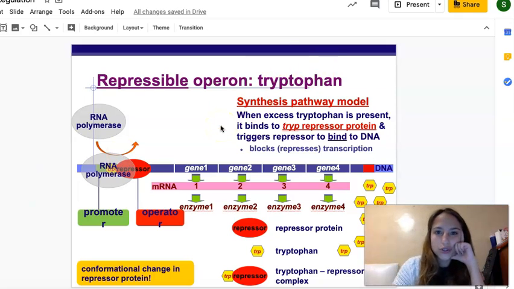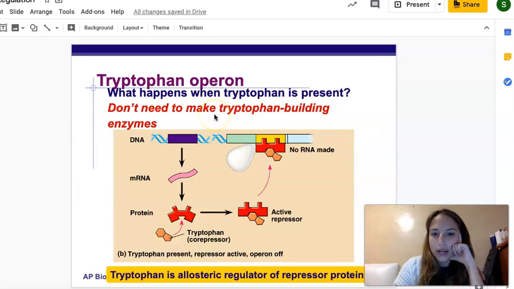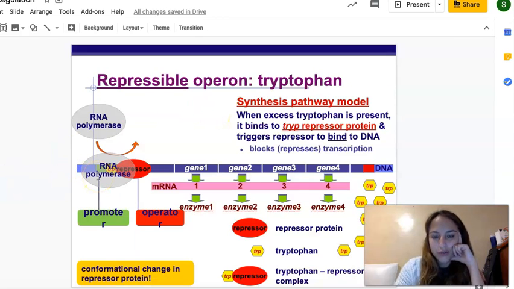Okay, so let's see the repressible operons. The example that I showed you, tryptophan. Here you're going to have the promoter. The promoter is where the RNA polymerase is going to bind. Regardless of anything, the RNA polymerase can always bind to the promoter. The problem comes from the next site of DNA, which is the operator. The operator can either have a repressor bound to it, or it can be free of the repressor.